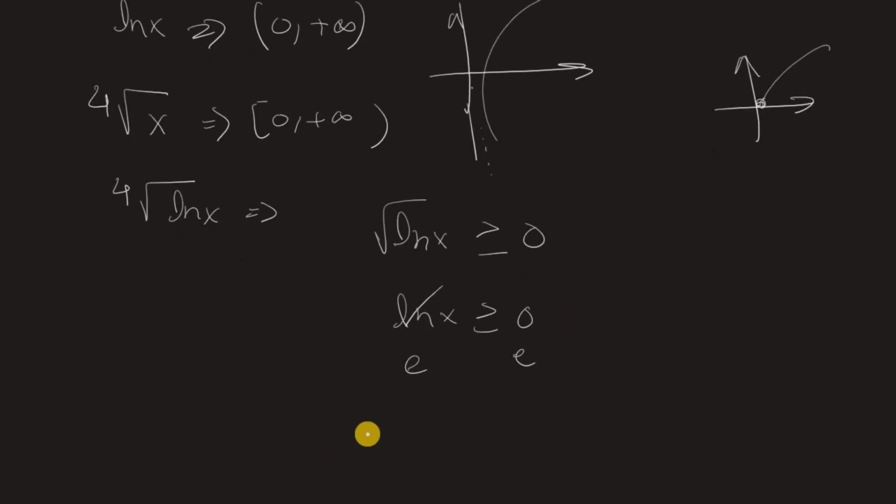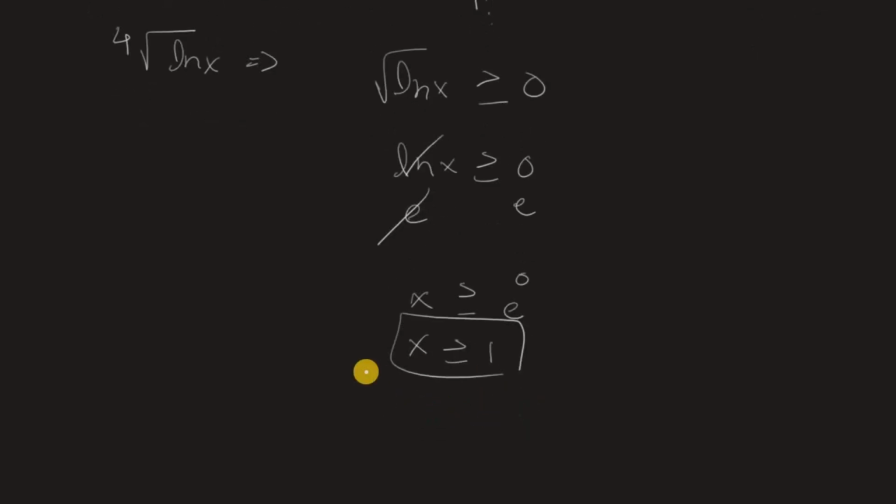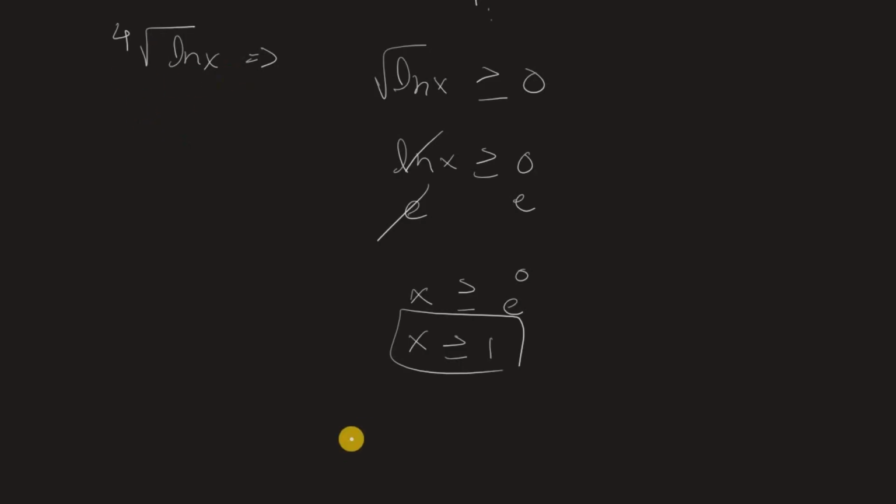So e and ln cancel out each other, and you're only left with x is greater than or equal to e to the power of 0, and anything to the power of 0 is equal to 1. You already know that, so x is greater than or equal to 1. So you get this for this one. Your interval for the continuity for this one is going to be from 1 to positive infinity, because 1 is included and everything after it. Okay, so this is your interval for the continuity.